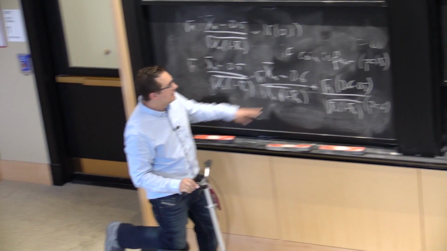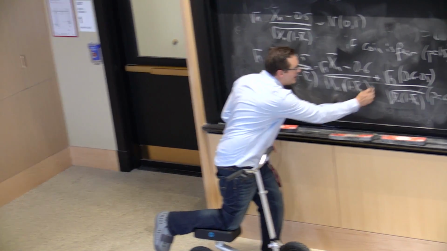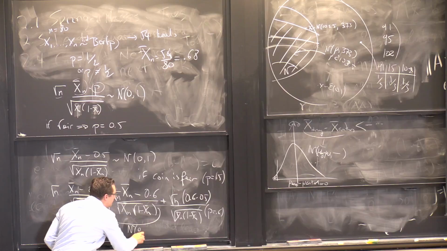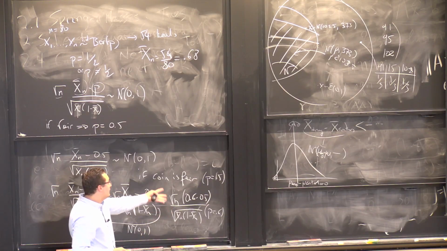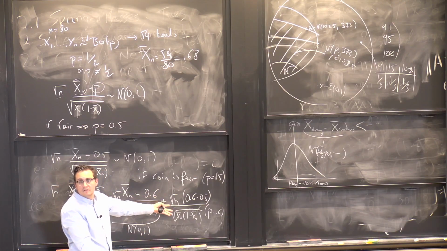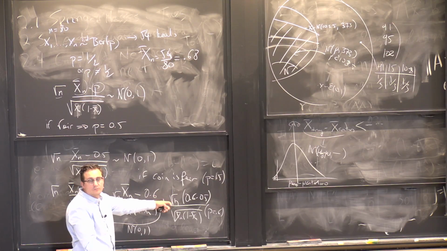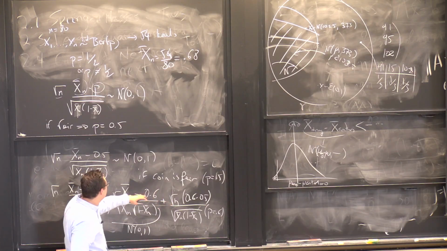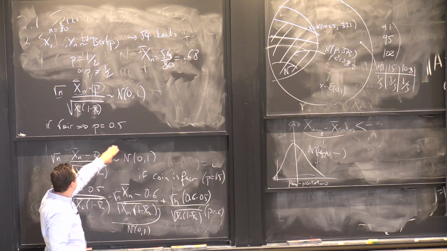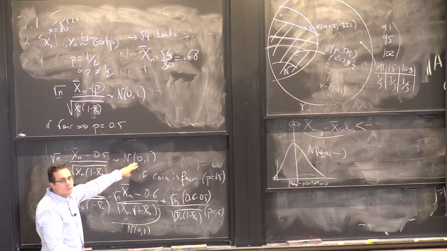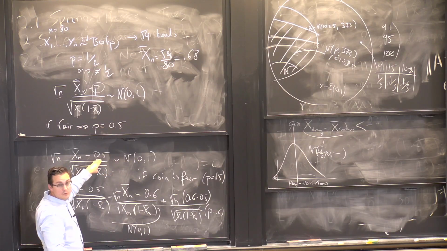Right? Now, if p is equal to 0.6, then this guy is N(0,1). But this guy is something different. This guy is just a number that depends on square root of n. It's actually pretty large. So if I want to use the fact that this guy has a normal distribution, I need to plug in the true value here.